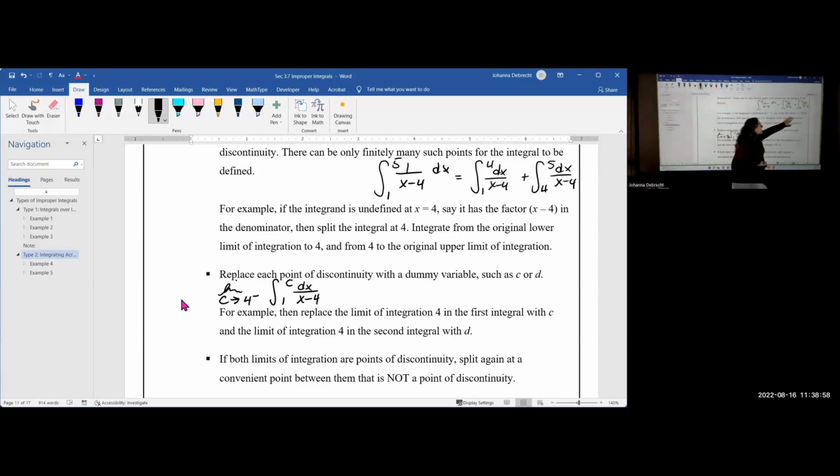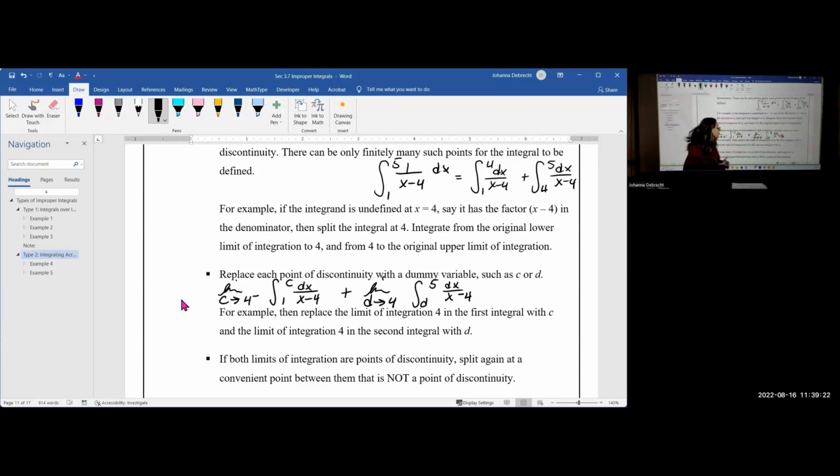Now, what about this other integral that we have here? I want to use a different dummy variable. Again, you can name it anything you want, or you can use a symbol like a happy face. And I'm going to allow this one to be d. So I have the limit as d approaches 4 from one side or the other. I haven't figured that out yet. And then I have the integral from d to 5 of dx over x minus 4.